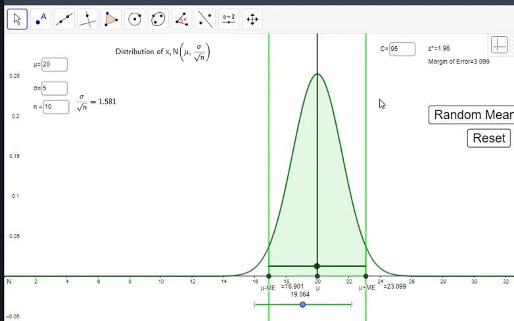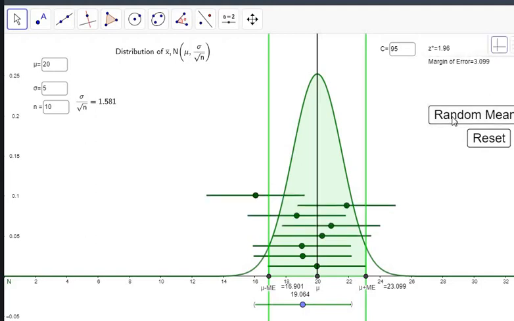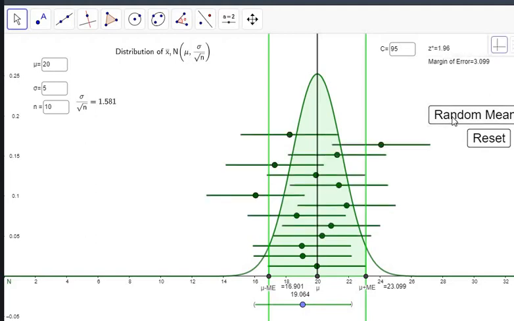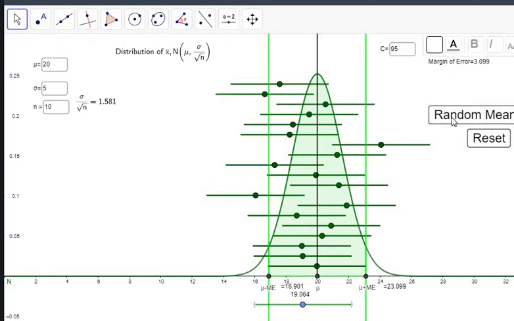Now that's a probability, which means that may not be exactly what happens, but let's see. I've done 1, 2, 3, 4, 5, 6, 7, 8, 9, 10, 11, 12, 13, 14, 15, 16, 17, 18, 19, 20. So that time we got 1, 2, 3 of them actually that didn't.